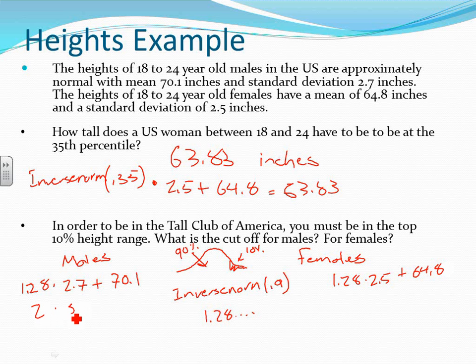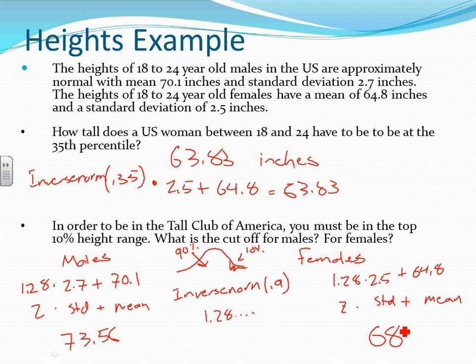Z times the standard deviation plus the mean. And what did I get for males? 73.56. And what did I get for females? 68. How do we feel? Pretty good? All right.